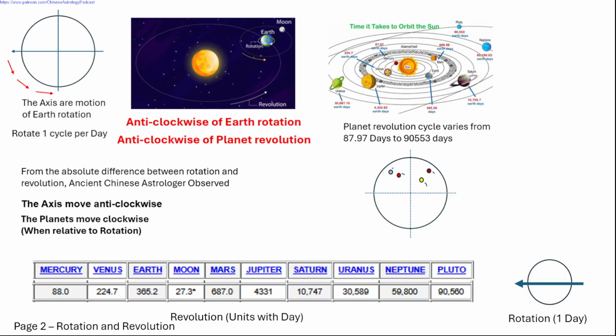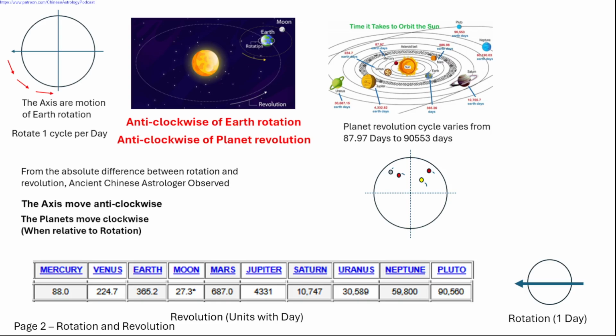Despite the planets having the same rotation direction as the Earth, from the perspective of the geocentrism model, the planets have cycles varying from 88 days to 19,000 days, compared with the one-day rotation. The planets are rotating too slowly to catch up with the rotation motion.